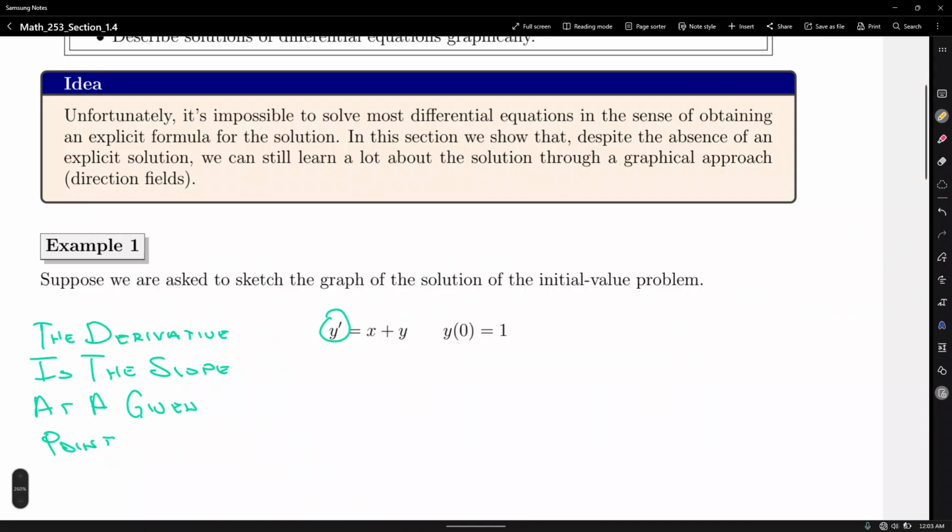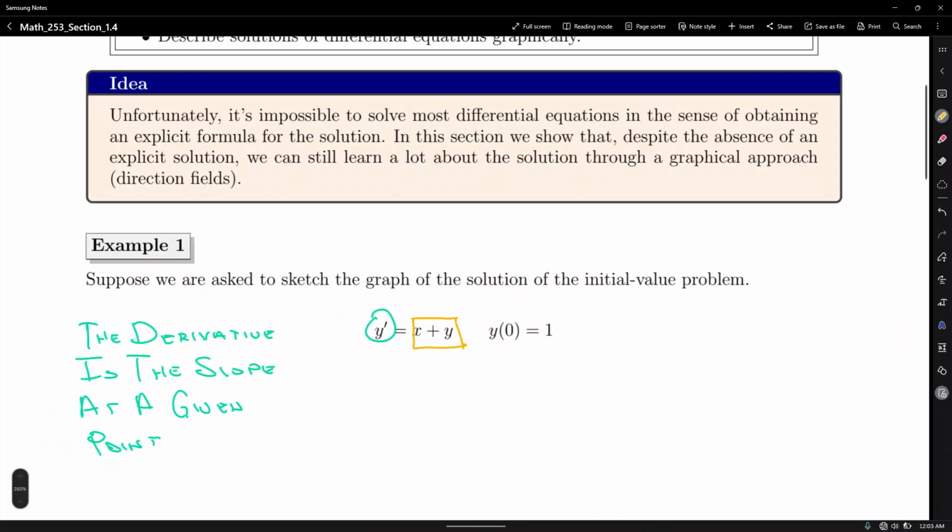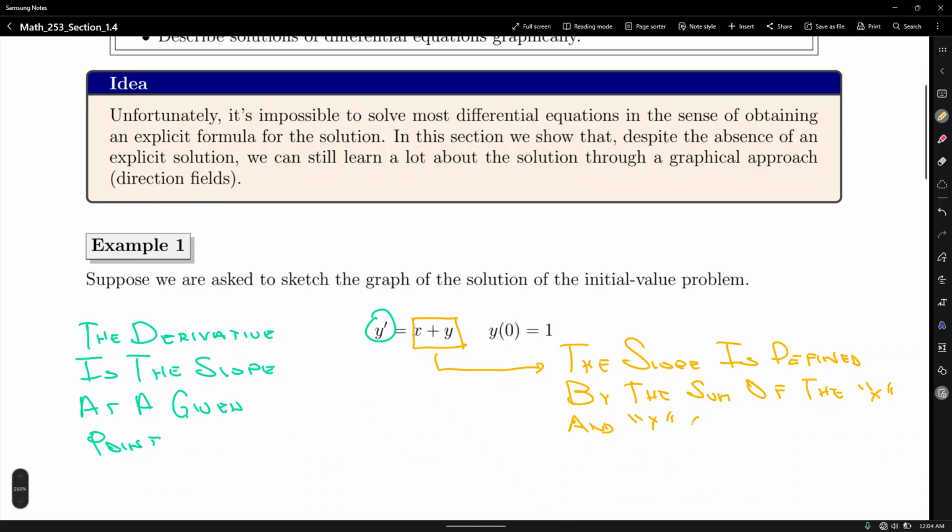How do we do that? Let me box the right hand side. In reality, because slope equals x plus y, that means the slopes in the field, in the graph, are going to be defined for this particular equation by the sum of the x and y coordinates of the given point. That's what this differential equation is telling us.